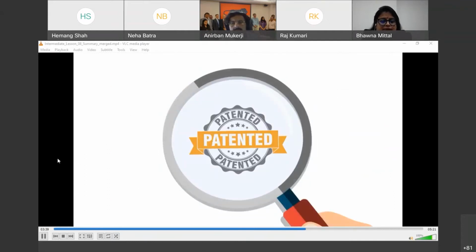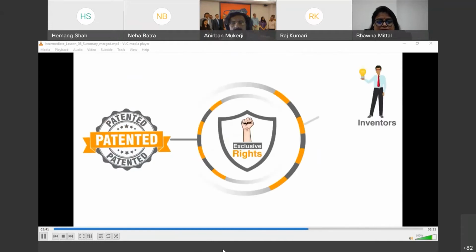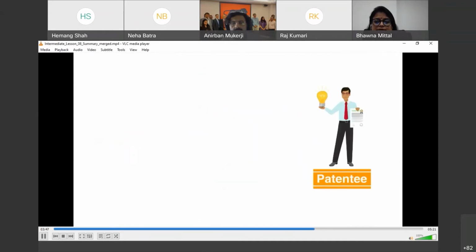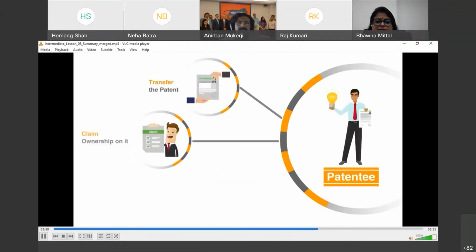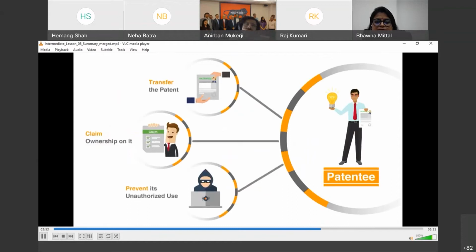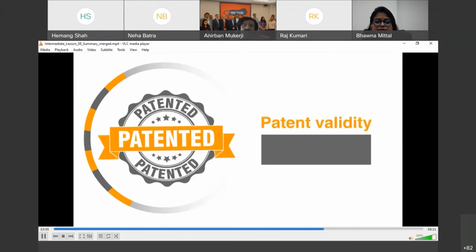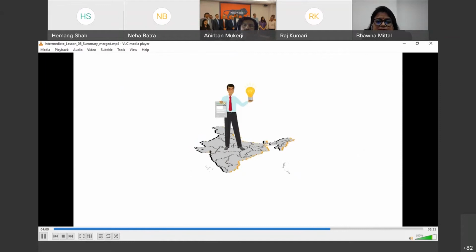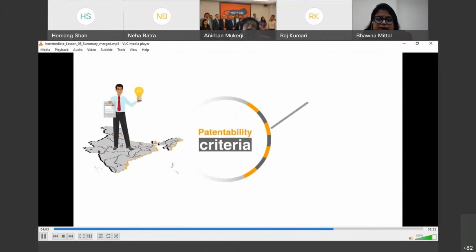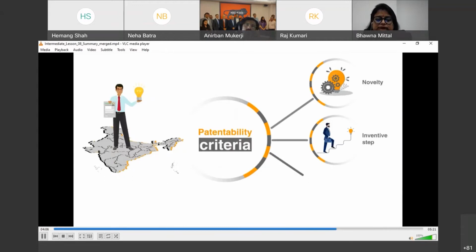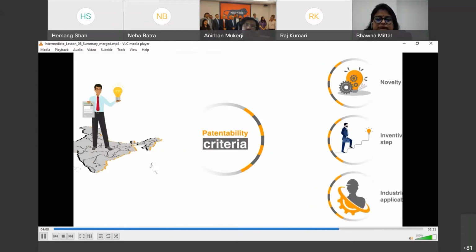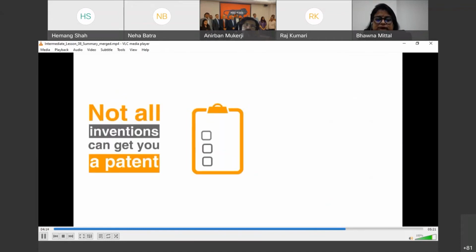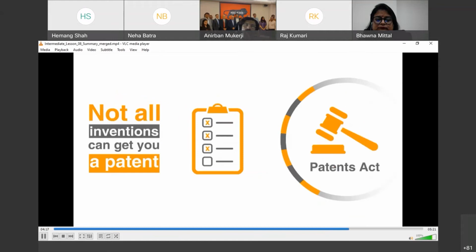Let's look at patents now. Patents are exclusive rights given to the inventors of an invention. The right holder is called a patentee. A patentee can transfer the patent, claim ownership on it, prevent its unauthorized use. Your patent will last for 20 years from the date of filing. In India, you can get a patent for an invention if it fulfills the patentability criteria of novelty, inventive step, and industrial applicability. But there are certain inventions which will not get you a patent. You can find a list of such inventions in Section 3 and 4 of the Patents Act.